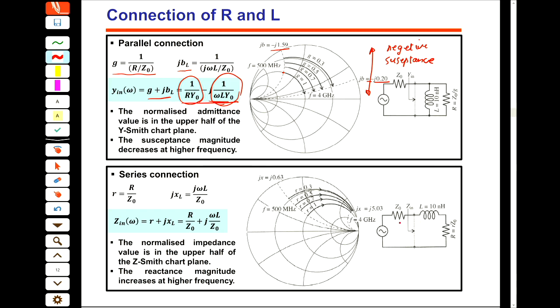So here we have a series connection of R and L. Again, we have the normalized R from this formula, normalized L from this formula, and then the series of these two is coming from here. We have a positive resistance and positive reactance. Again, it's in the upper half because this is following the Z Smith chart. Okay, so here it is, and here we have a positive reactance.